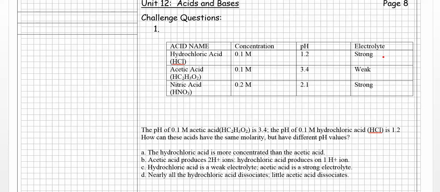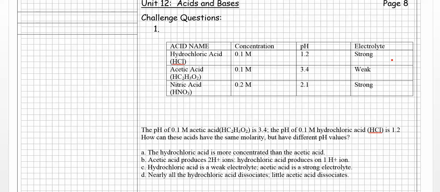And they're telling me in terms of electrolytes, in other words, the ability to transmit electricity, hydrochloric acid is a strong electrolyte. That means it's a strong acid, as is nitric acid. But acetic acid is a weak acid because it's a weak electrolyte. It doesn't conduct electrical current very well.